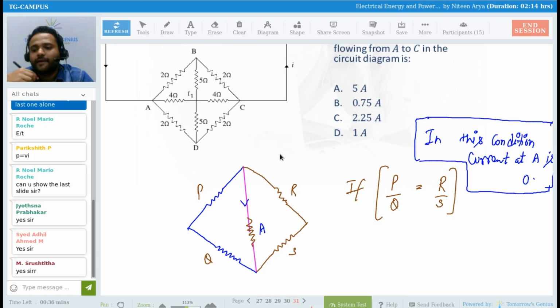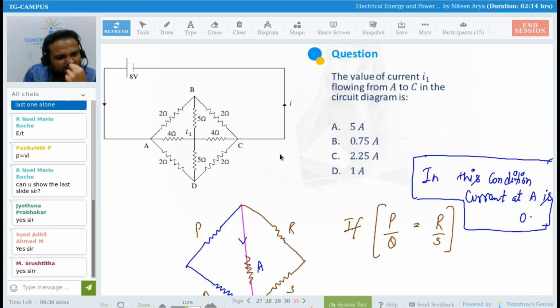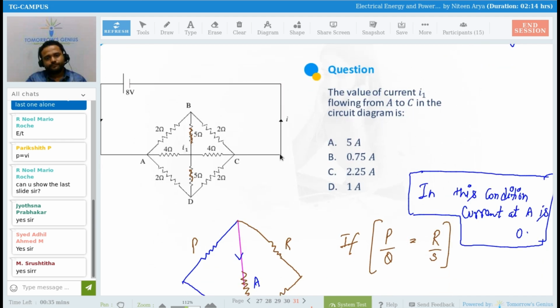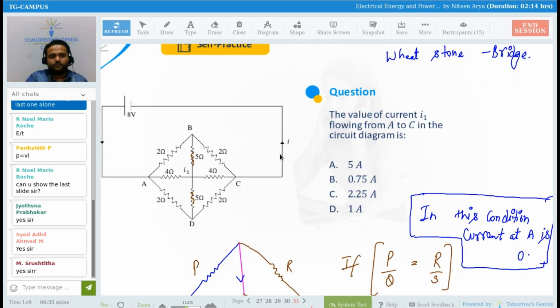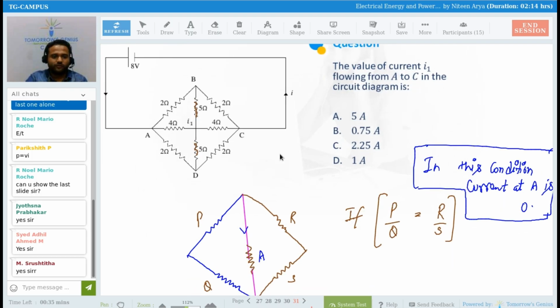We're going to use that thing a lot in the coming classes, and specifically in your homework. So now, how are you going to use it here? As you can see, this is 2 by 2, this is 2 by 2. So the current here is going to be 0. Now you can easily find the current between A and C. Is this clear, everyone? Or should I repeat? Clear, beta? This is your Wheatstone bridge condition, a special one.